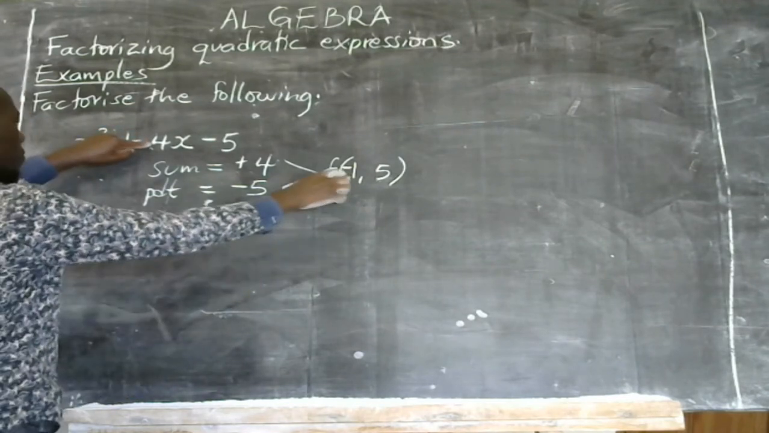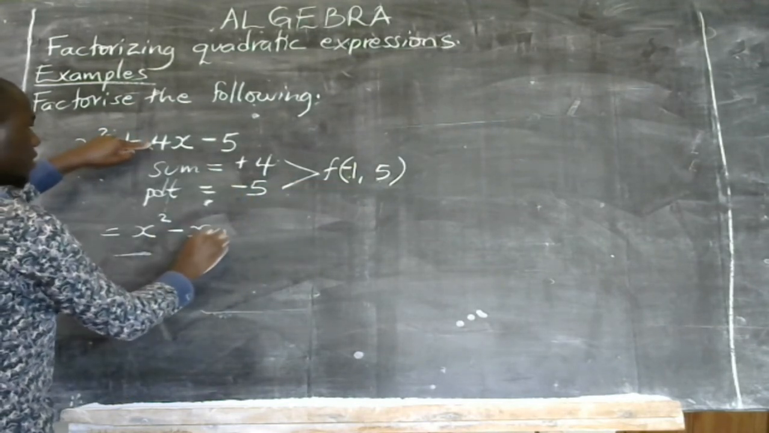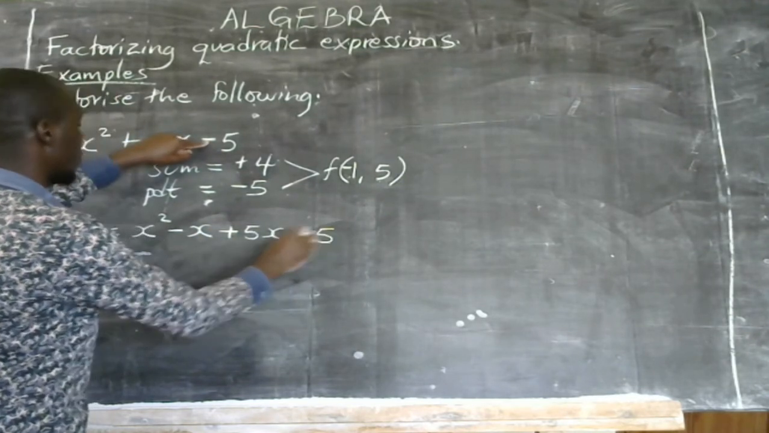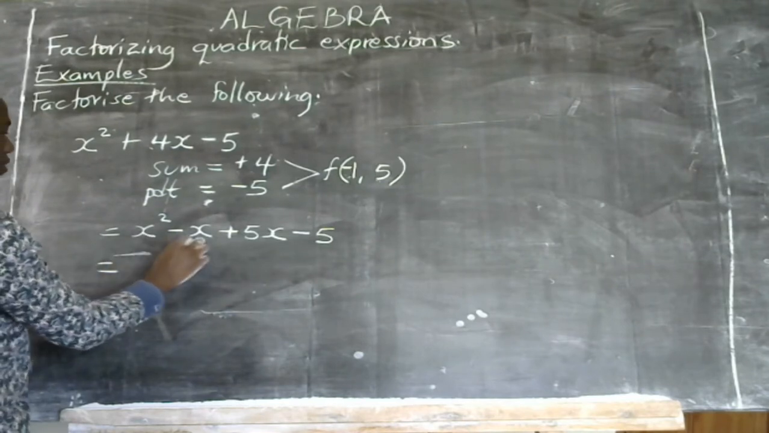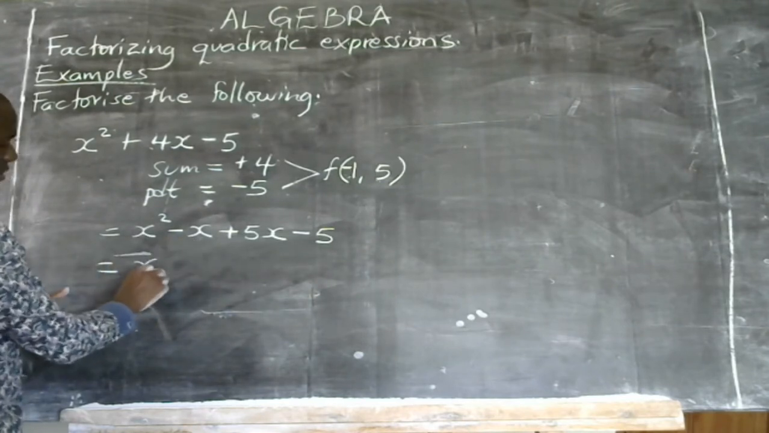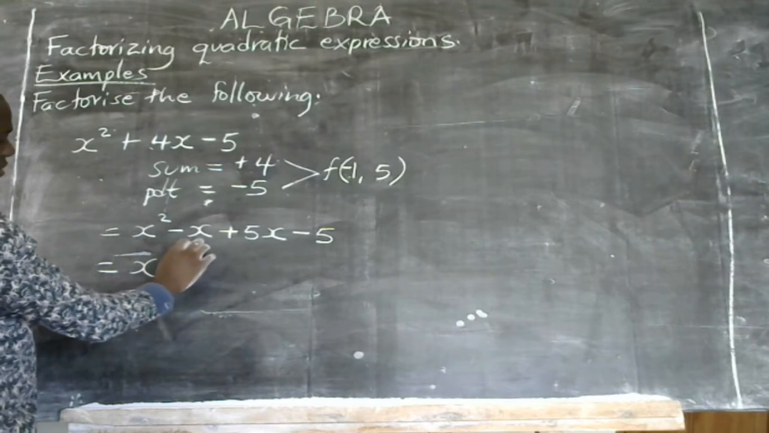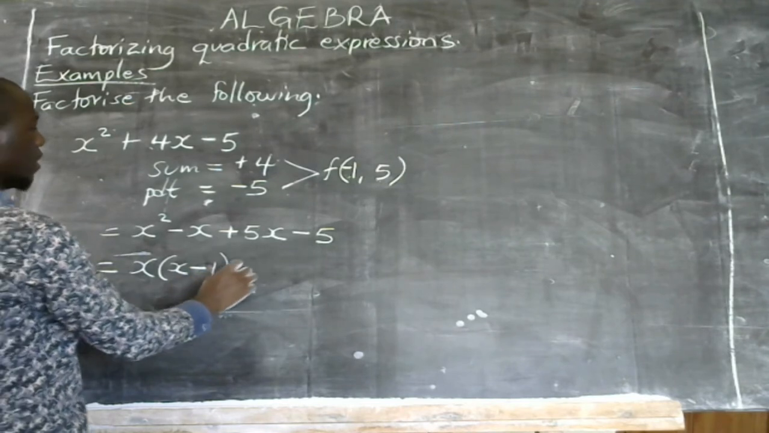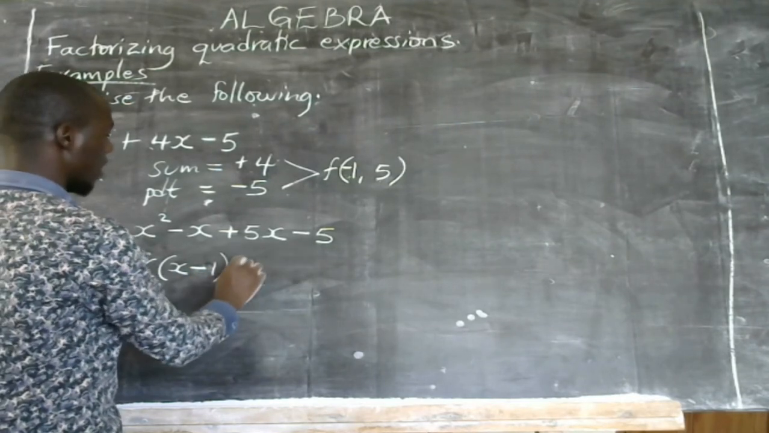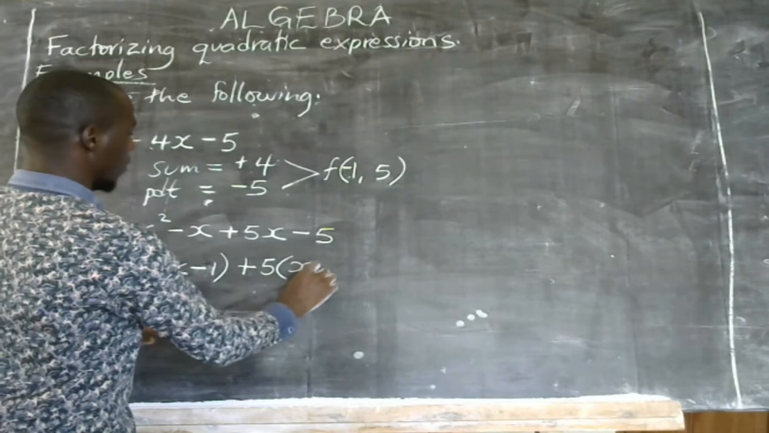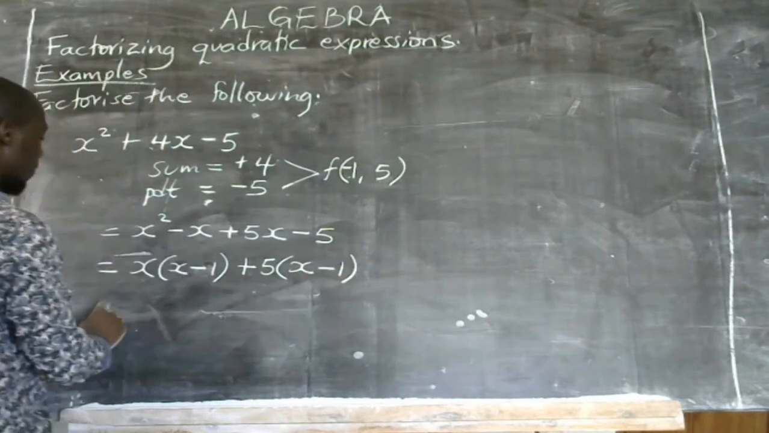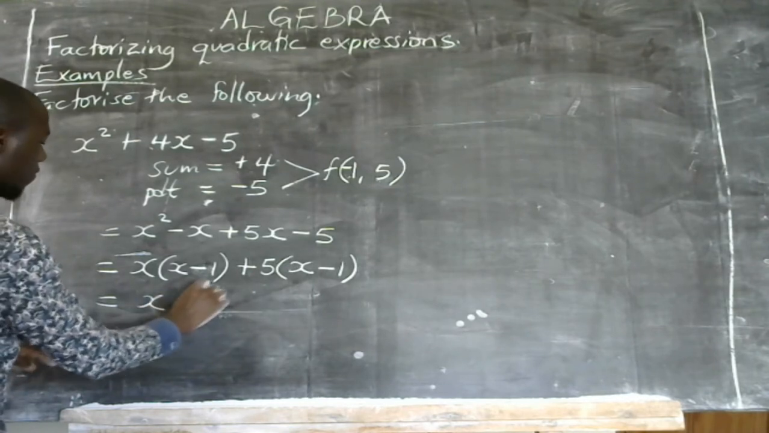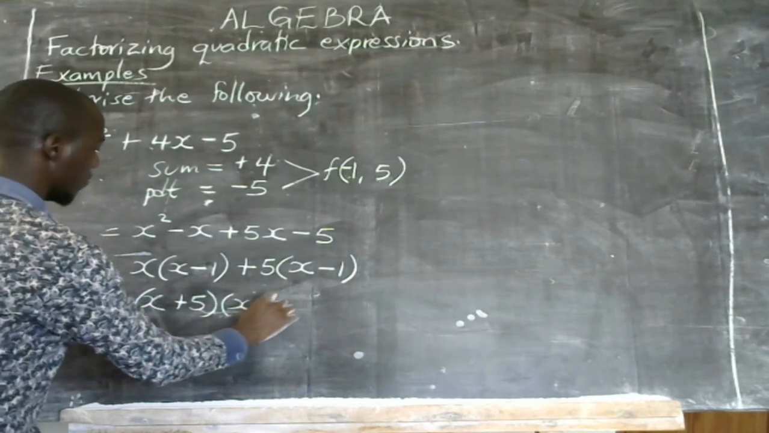So this one here is going to be x squared. We substitute those two factors here, minus x, then plus 5x, then minus a 5 there. Factorizing two terms, so this is x into x is common here. Here we are left with x minus a 1. Then here the factor is positive 5 into x minus 1. When I factorize further, I'll be having (x plus 5) into (x minus 1).